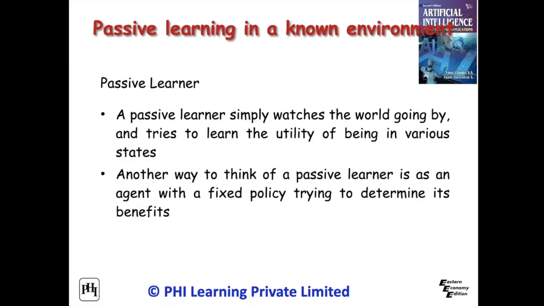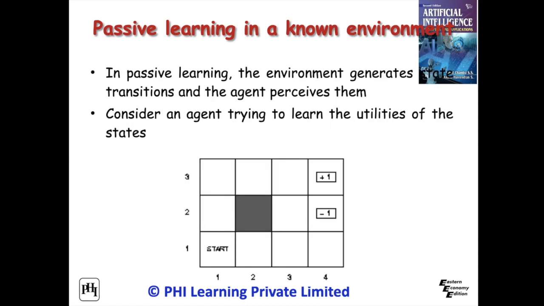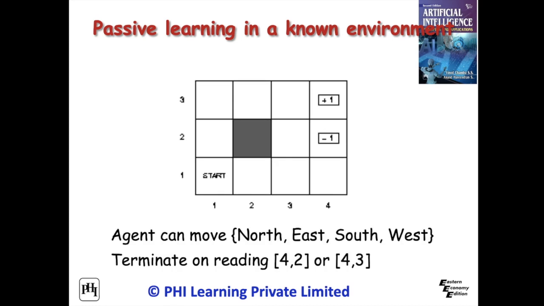A passive learner simply watches the world going by and tries to learn the utility of being in various states. Another way to think of a passive learner is as an agent with a fixed policy trying to determine its benefits. In passive learning, the environment generates state transitions and the agent perceives them. Consider an example, a 4x4 square. Agent can move on set north, east, south, west and terminate on reaching 4,2 or 4,3.